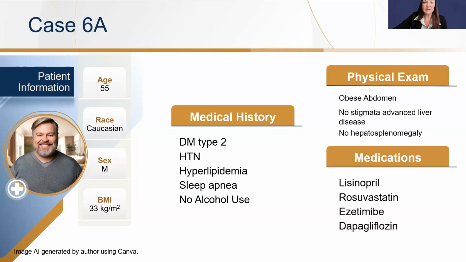Here's some information about Sam A. His past medical history includes type 2 diabetes, hypertension, hyperlipidemia, sleep apnea, and he does not use alcohol. You see a list of his medications over here to the right. He has some high blood pressure medicines, medication for high cholesterol, and he's on Farxiga for his type 2 diabetes. On physical exam, he has an obese abdomen. He has no stigmata of chronic liver disease, and there is no hepatosplenomegaly.